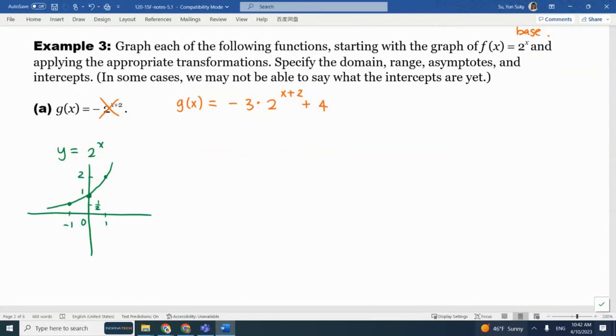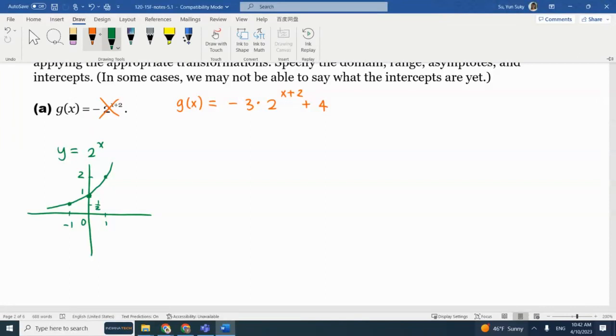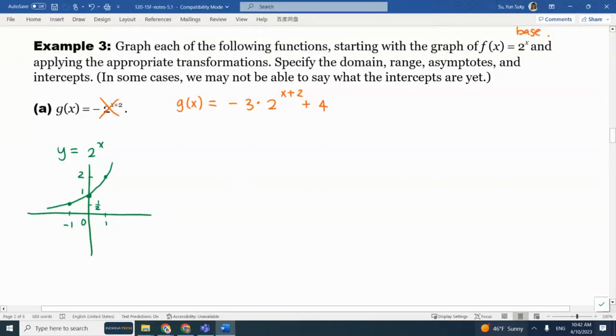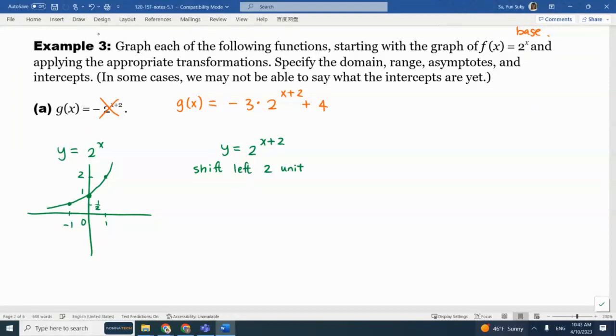Okay, so step 1, you start with the parent function. And then tell me, do we have a shift left or right? Do you have x plus or minus a number in the expression? Yes. So we have 2 to the x plus 2. What is the transformation? Left or right? Left, 2 units. Right, everybody?